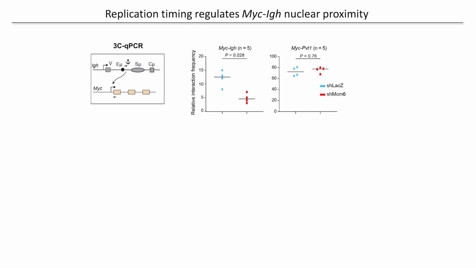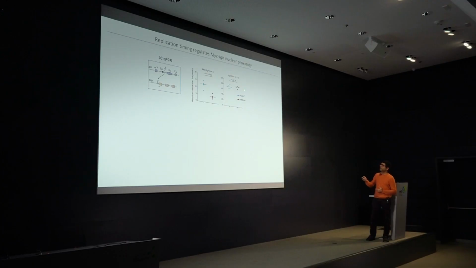And we did this with a 3C qPCR assay, which is essentially a chromosome conformational capture technique, this time looking for interaction between two specific loci, two specific restriction fragments, one at IGH and one at MYC. And the results were as follows. So we found that the MYC IGH nuclear proximity was significantly lowered if you deplete MCM proteins. As a control, we also looked at an intergenic interaction in cis between MYC and its enhancer located further downstream in the PVT1 gene. And this was an important control and did not show any change, suggesting that the decrease was specific for these interchromosomal contacts.